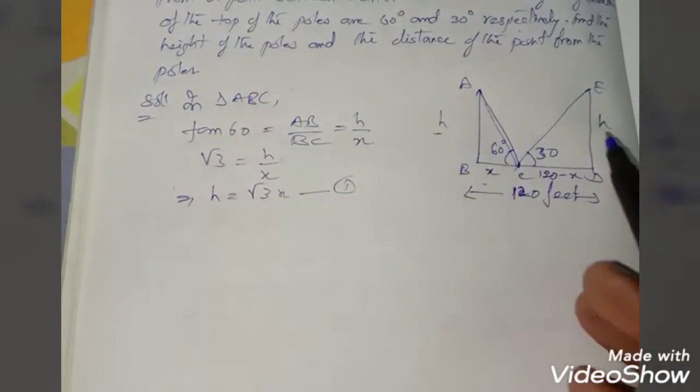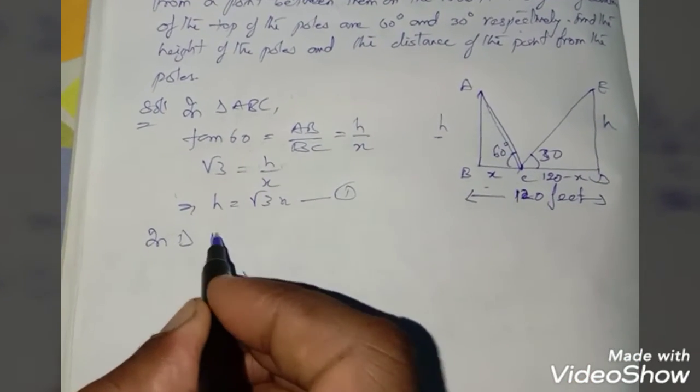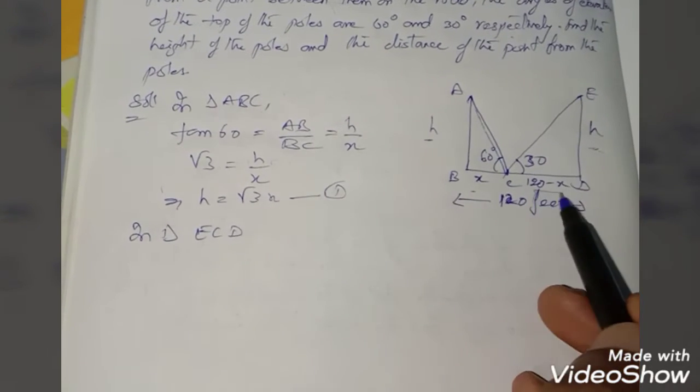So after getting the first equation, now consider your second triangle, that is triangle ECD. Now if I consider this triangle, this is the opposite and this is your adjacent side.